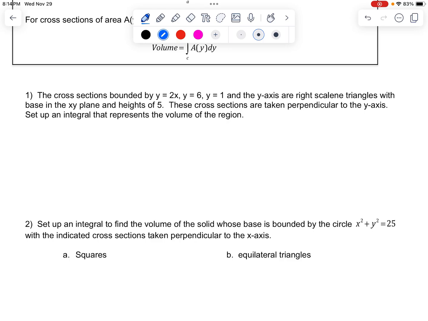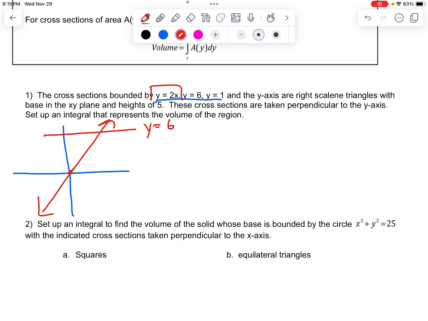Let's go ahead and first sketch the region. So I've got y equals 2x, y equals 6, y equals 1. I'm going to make a rough sketch first. y equals 2x is just a line through 0, 0 going up 2 over 1. There's that. And then y equals 6 is a horizontal line. y equals 1 is also a horizontal line. And the y-axis is here. So the region that we're going to be looking at is just this region in here.